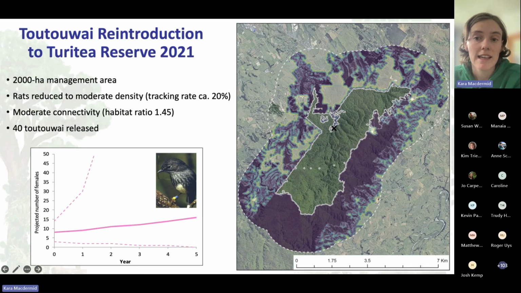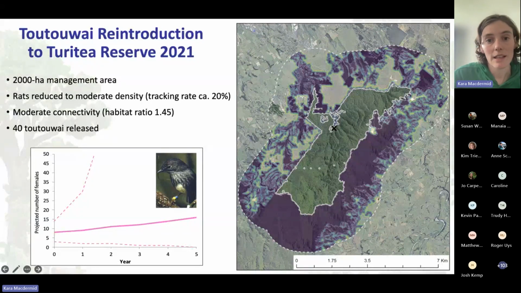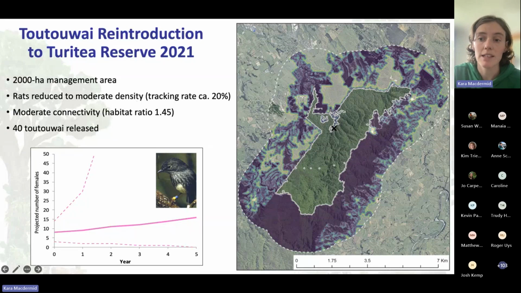So in 2018, Doug and Liz's model, built from other sites and data, was used to make predictions for a potential reintroduction to Turitea Reserve in Palmerston North. So this reserve has had intensive predator control for over 20 years now and has, as Zoe said, had a rat tracking rate of about 20%, fluctuating around 20% for quite a long time. Has moderate connectivity, quite high, but less than Taranaki, which is completely joined to the unmanaged areas.